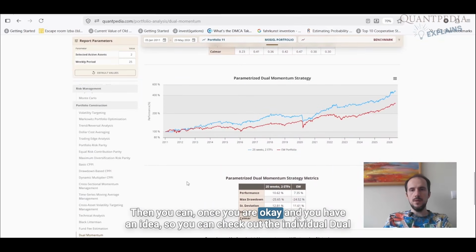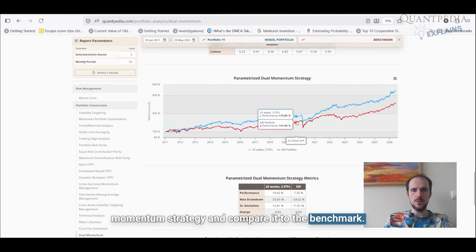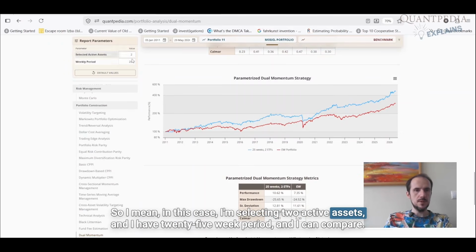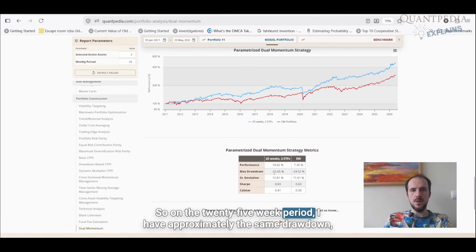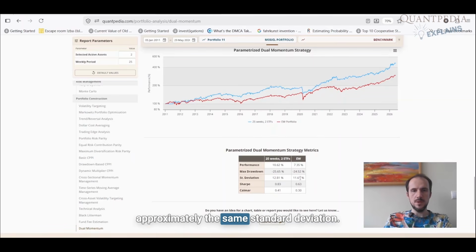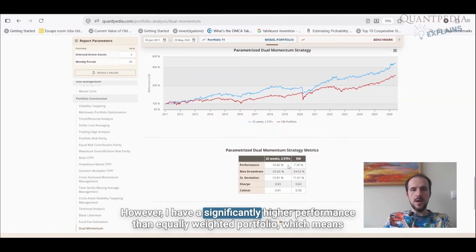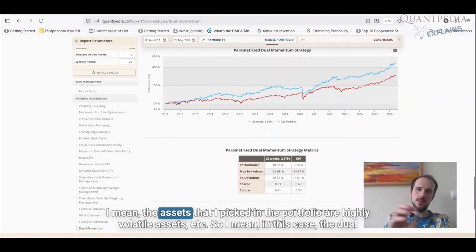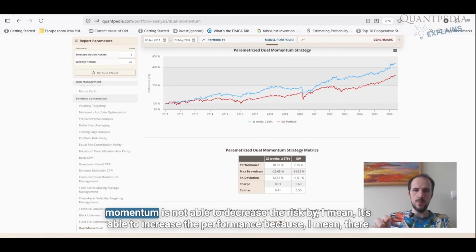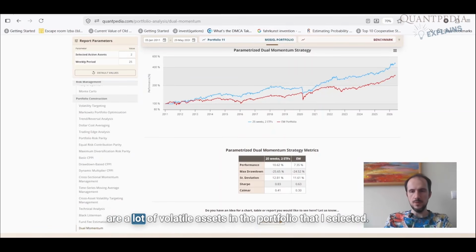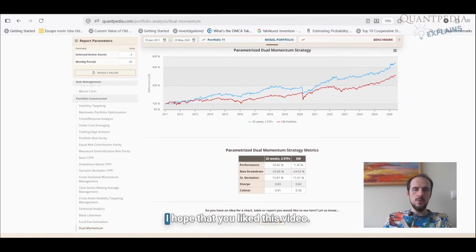Then, once you are okay and you have an idea, you can check out the individual dual momentum strategy and compare it to the benchmark. In this case, I'm selecting 2 active assets and I have a 25-week period, and I can compare. On the 25-week period, I have approximately the same drawdown and approximately the same standard deviation. However, I have a significantly higher performance than the equally weighted portfolio, which means a higher Sharpe ratio and higher Calmar ratio. The assets that I picked in the portfolio are highly volatile assets, etc. So in this case, the dual momentum is not able to decrease the risk, but it's able to increase the performance because there are a lot of volatile assets in the portfolio that I selected.